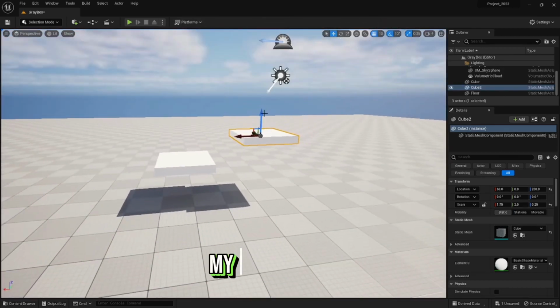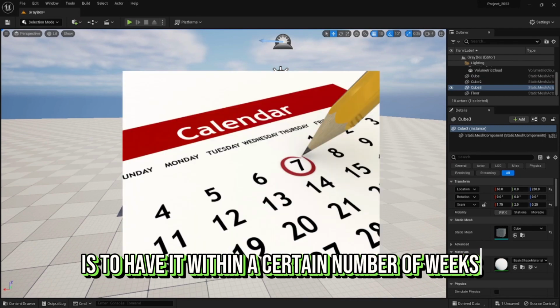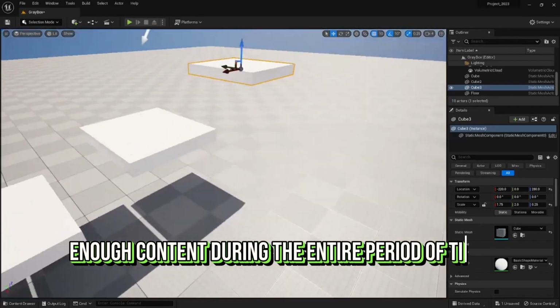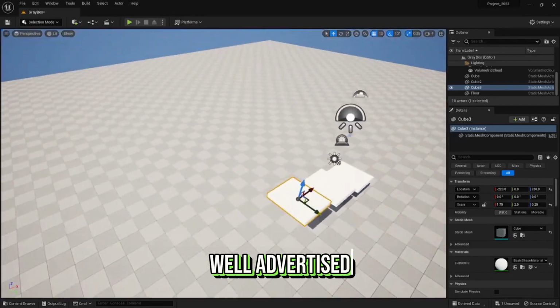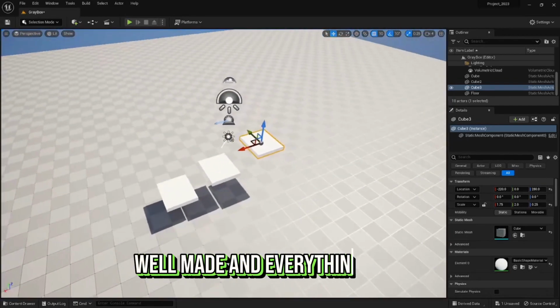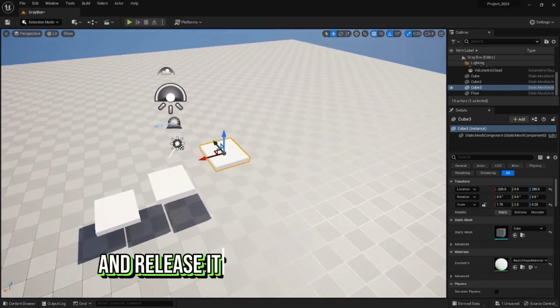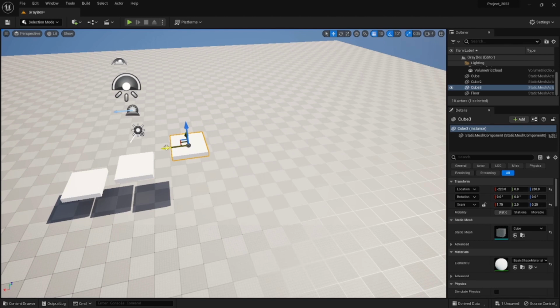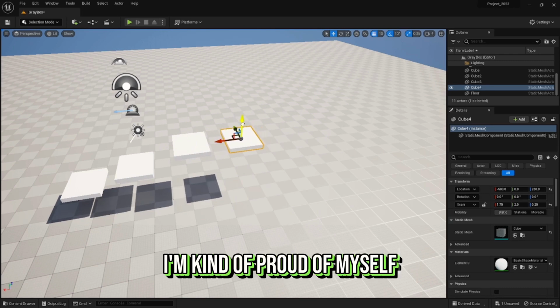Now, as you know, my plan for this specific game is to have it within a certain number of weeks and to be able to produce enough content during the entire period of time that is well advertised and well made, and release it, and also release it onto game festivals. But hey, that's a whole process in a very short amount of time. If I can do it, I'm kind of proud of myself at that point.